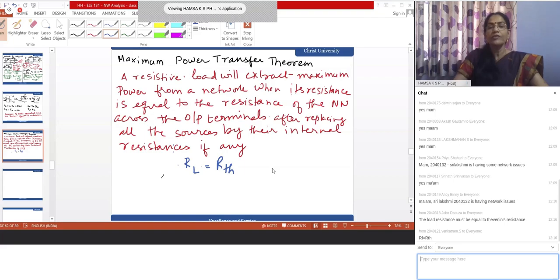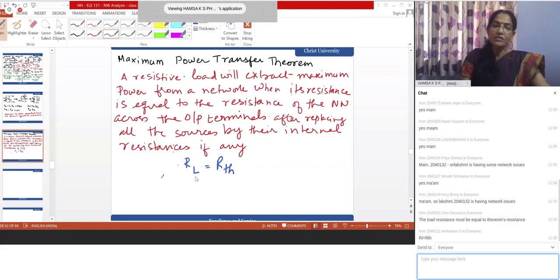So that is why we will always be reducing the circuit in terms of Thevenin network only. In most cases we will be using Thevenin's. It will be always Thevenin's theorem only. Thevenin's resistance only, RTH. Okay, so when RL equal to RTH, then maximum power will be transferred to the load, and maximum power will be transferred from the input to the output, right?